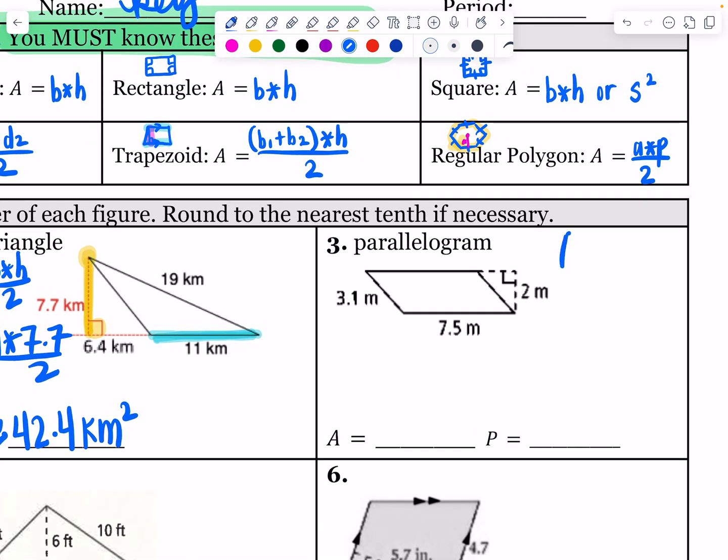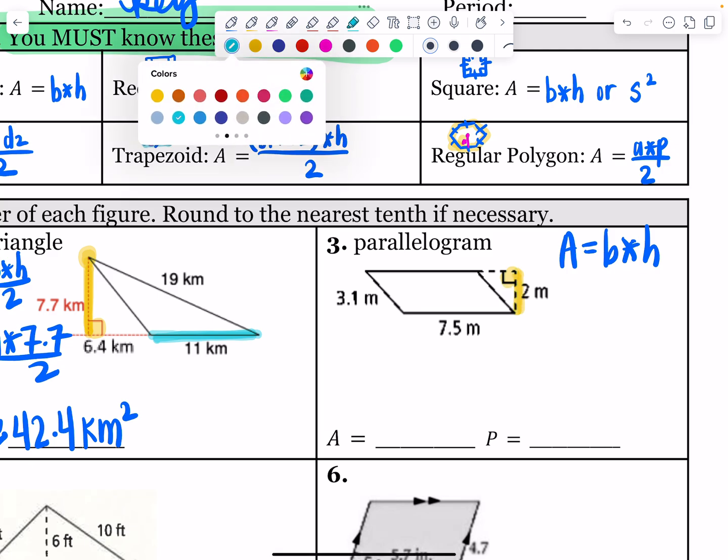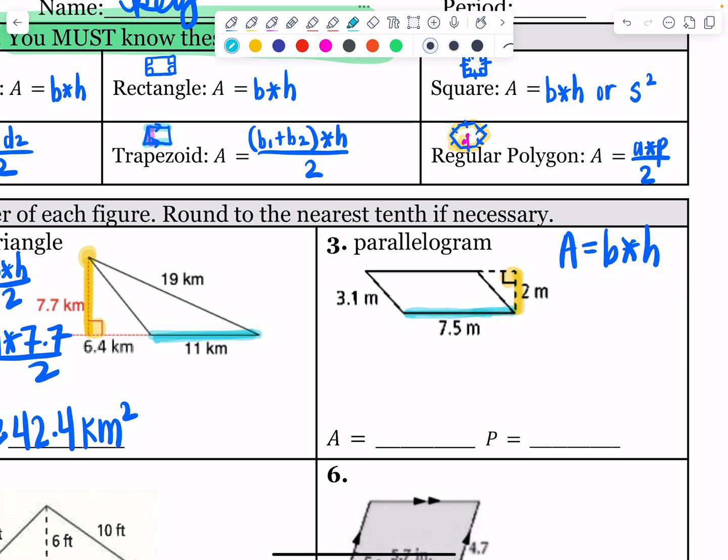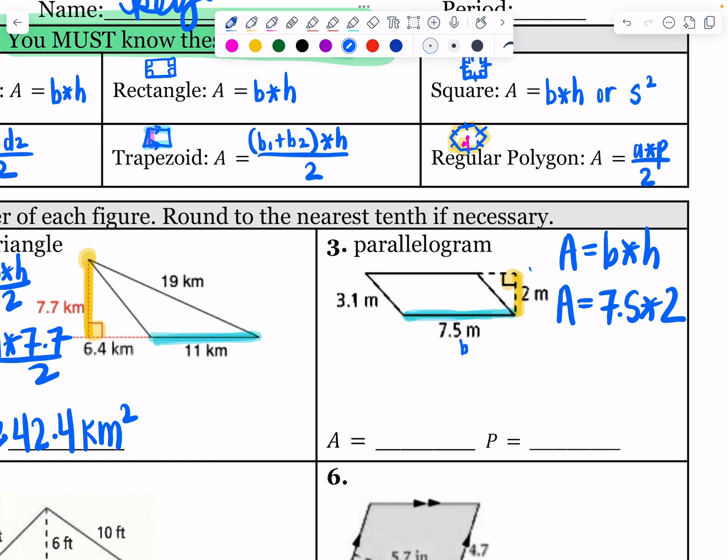Again, parallelogram, what is the formula for the area of a parallelogram? Just base times height. So you are going to need to know those formulas here. Here's my height of 2. I find that right angle. And then what is my solid base that's perpendicular to that? That's going to be the 7.5. So to find the area of that, that is going to be 7.5 times 2. So there's my base. There's my height. Here was my base. Here was my height.